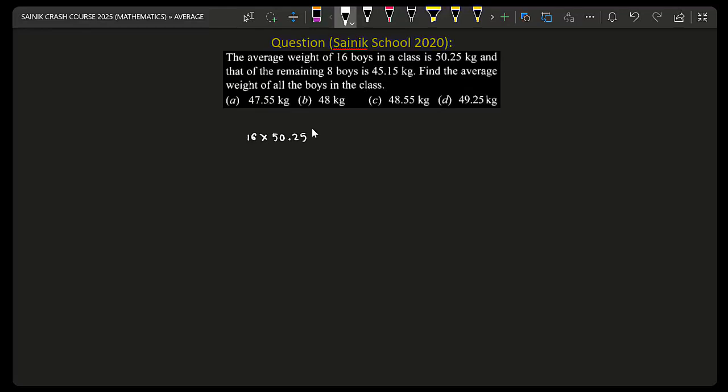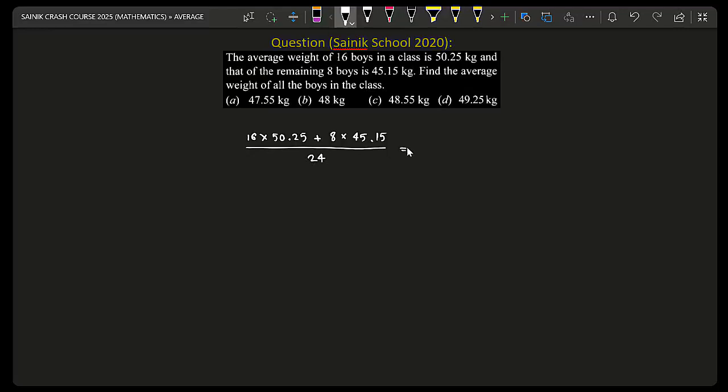Sir, sum of the weights of the 16 students. Okay, plus now I want the sum of the weights of the remaining 8 boys. Sir, 8 into 45.15. Very good. So we got the sum of all the students' weights, divided by the number of students. How many are there? Sir, 16. Not 16, the number of students in the class is 24. 16 separately, 8 separately, together 24, right?